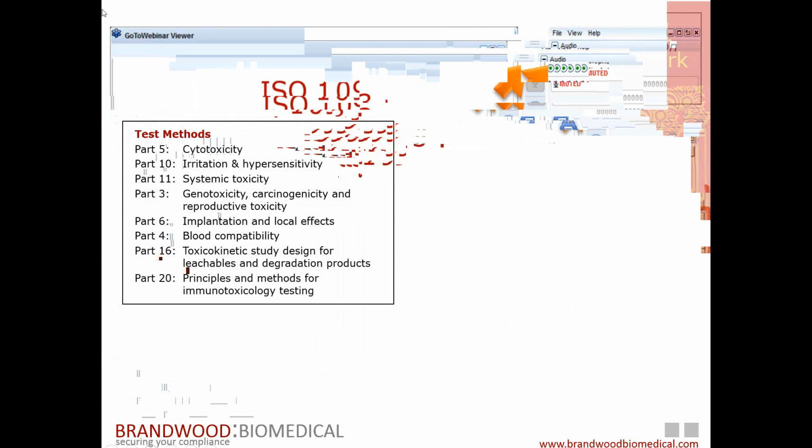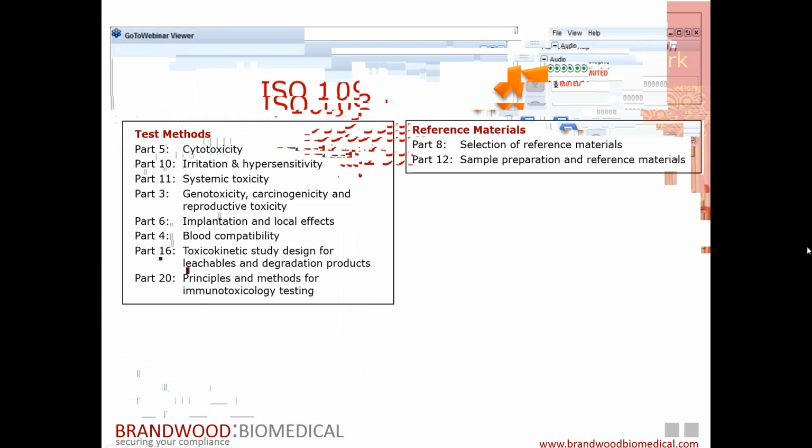And I should just say the numbering is not in any particular order. It simply reflects the sequence in which the parts were written and the numbers were allocated by ISO. There are 8 separate parts which provide detailed guidance on the wide range of test methods which may be used in testing activities to support biological evaluation.